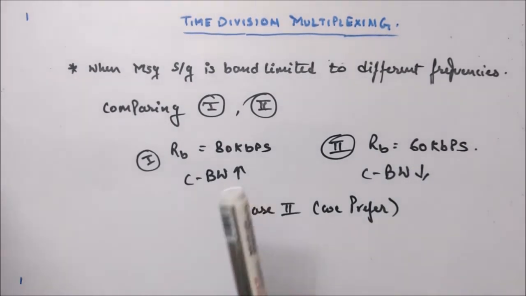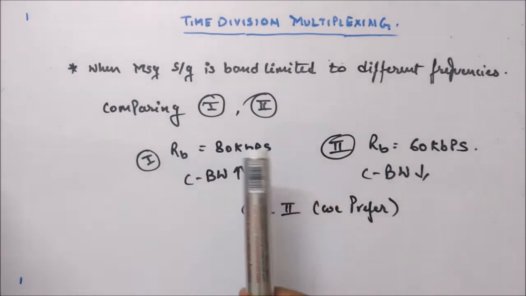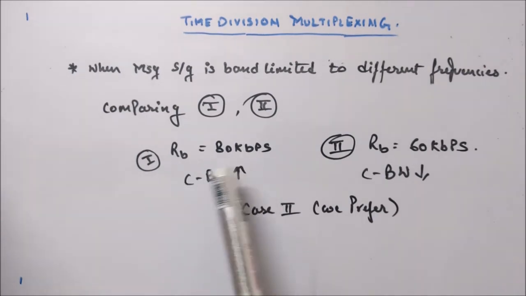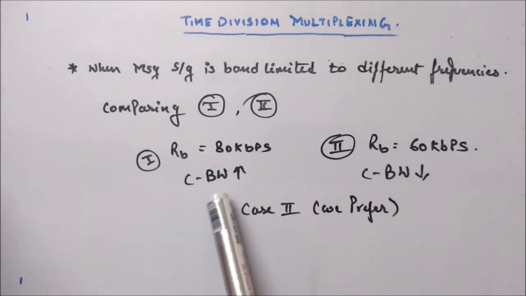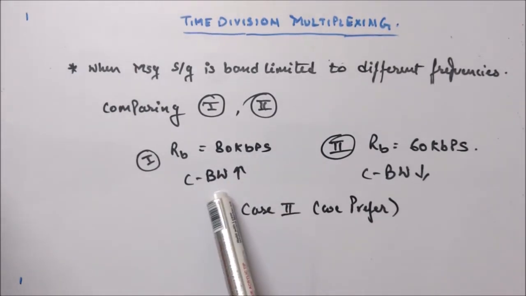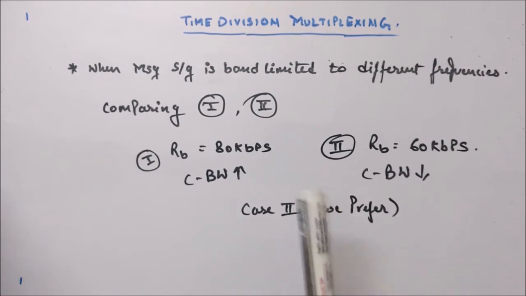Okay, so you can see that our bit rate is directly proportional to the channel bandwidth. The more the bit rate, the more the channel bandwidth. So the first case will require more channel bandwidth than the second case. Okay, and we want to save our channel bandwidth. That is why we always prefer case 2.